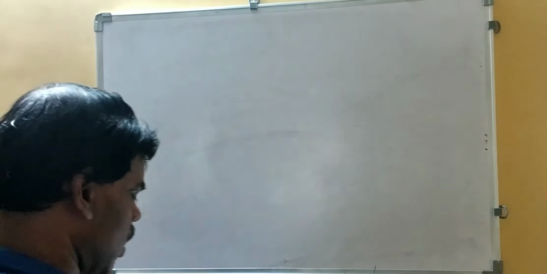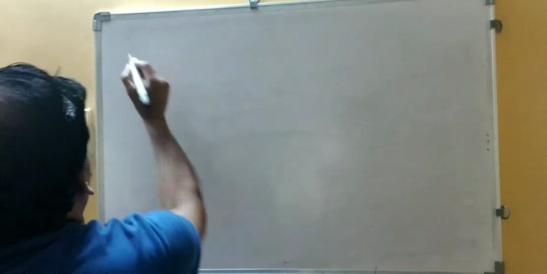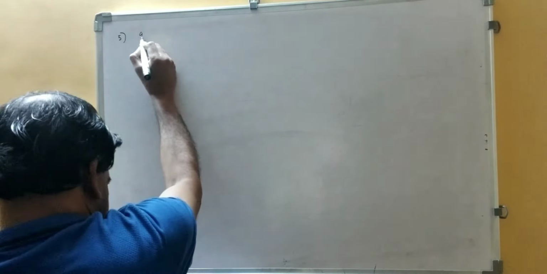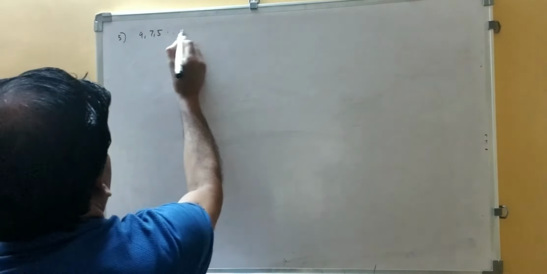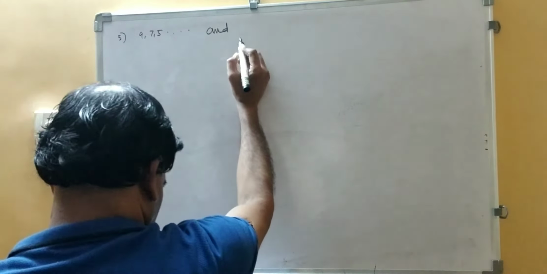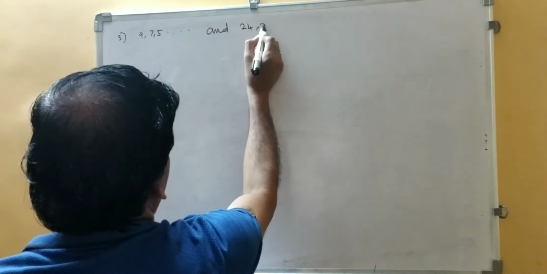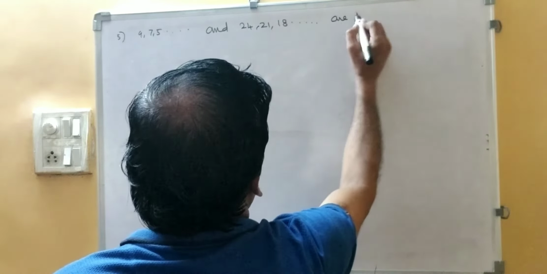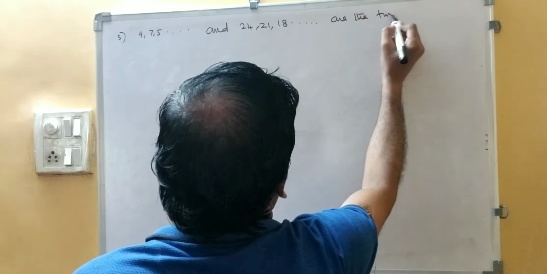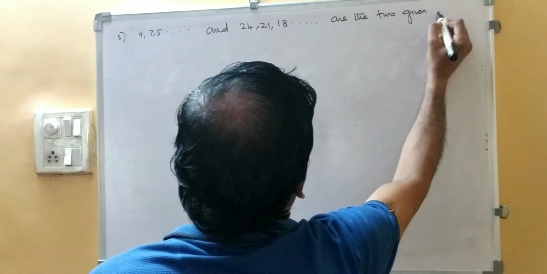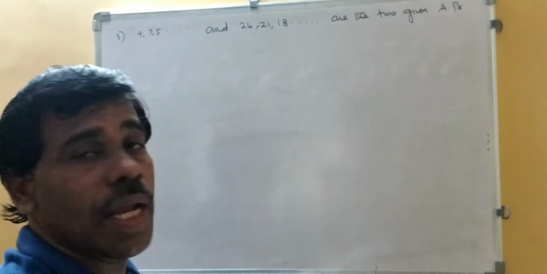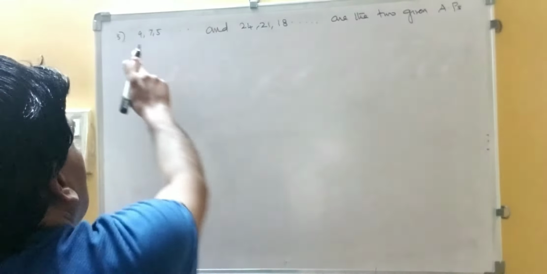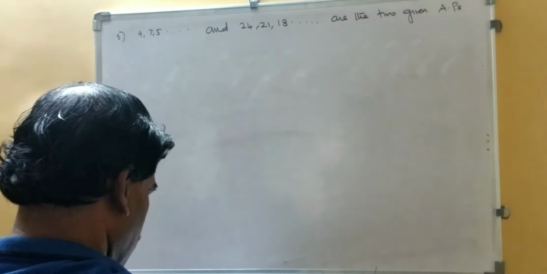Next one you see, this is a little different type of sum. See here 9, 7, 5 etc. and 24, 21, 18 etc. are the two given APs. That means they are given two arithmetic progressions. One is like this, another is like this. Okay.